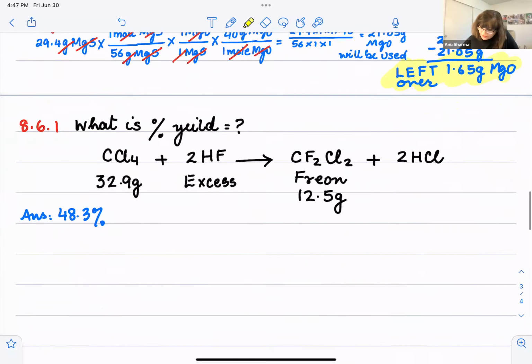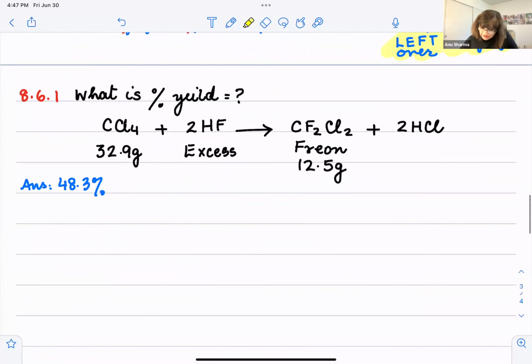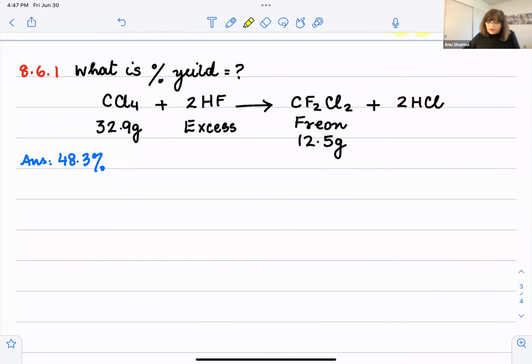So again, it's like something. Okay, now the last is the percentage yield. So you are given carbon tetrachloride. It's reacting with excess hydrogen fluoride, right? It's balanced as 2 moles, and it's giving you Freon and HCl. So the question is, what is the percentage yield?